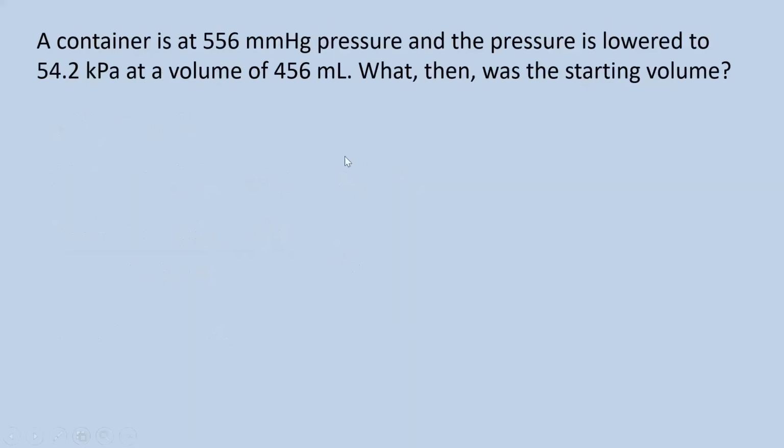So here you go. A container is at 556 millimeters of mercury, which is the same as torr, just FYI, pressure, and the pressure is lowered to 54.2 kilopascals at a volume of 456 milliliters. What then was the starting volume? I like my commas there, that's really fancy.